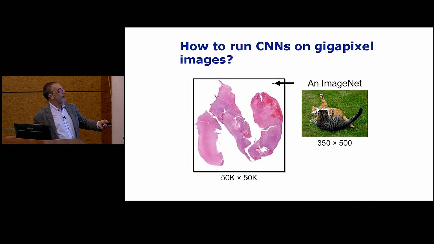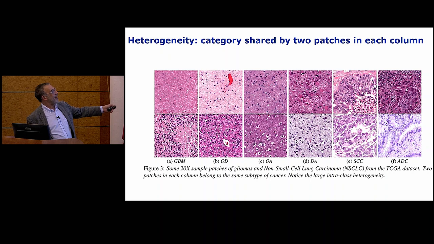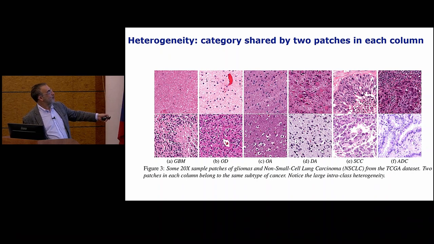So now you have the return of the cute animals, the image, and the thing about this multiple instance learning is that for a given type of tumor, for a given overall huge image classification, actual patches can be really different from one another. So for GBM, patches can look like this or that or a bunch of other things.